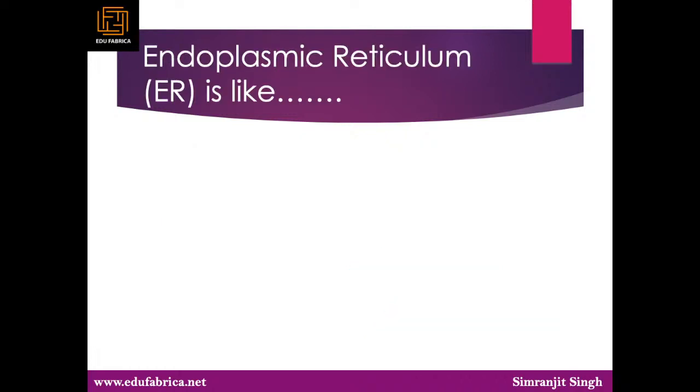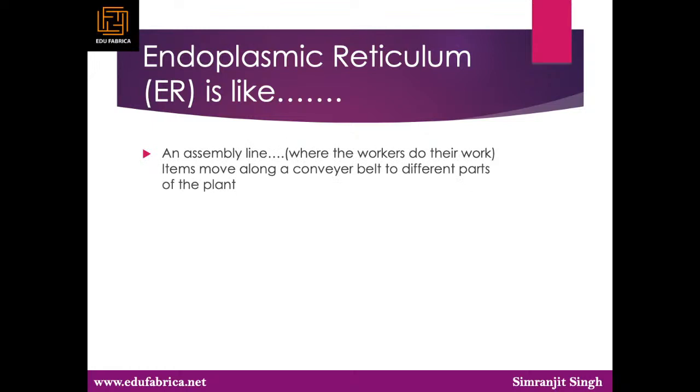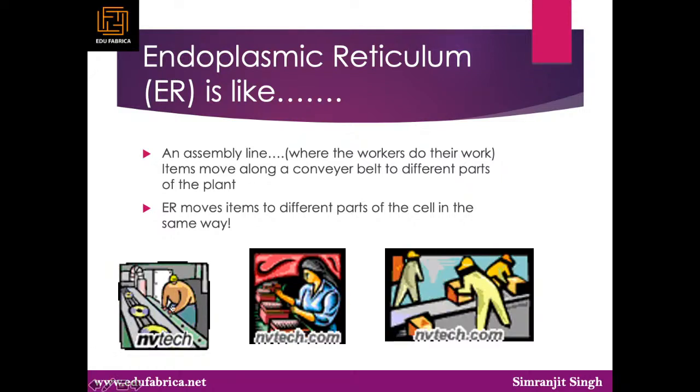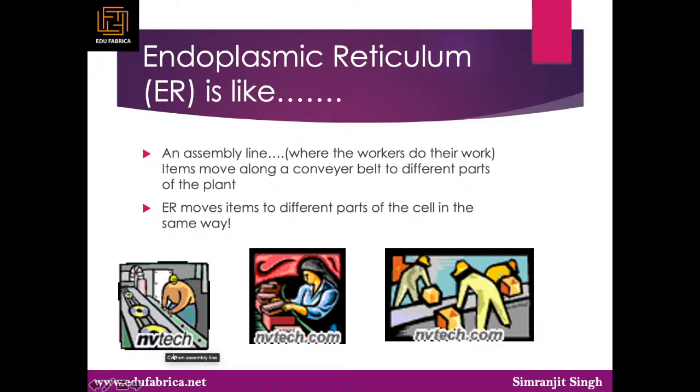Then endoplasmic reticulum, that is the ER. It's an assembly line where the workers do their work. Items move along the conveyor belt to different parts of the plant. So the ER moves items to different parts of the cell in the same way. It helps in moving things within the cells. So the workers are working on the assembly line, and your products are moving, like CDs or some bottles or containers. In this way, the ER is working.